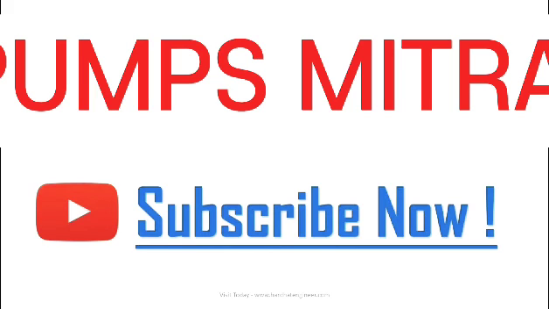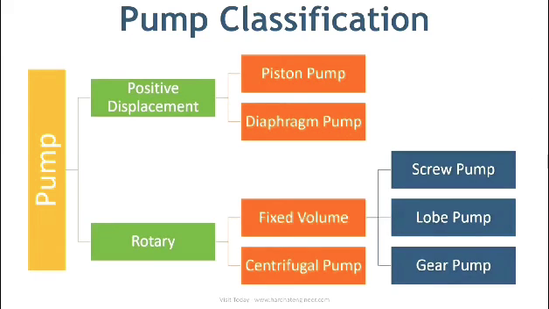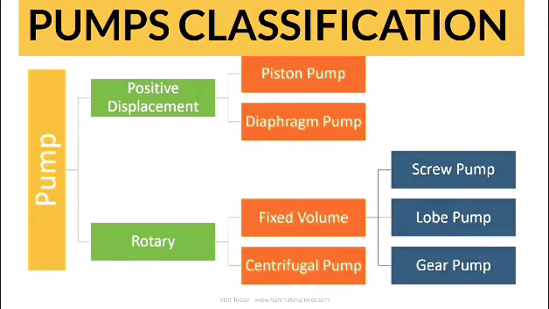Let's start with the video. Before discussing the types of centrifugal pumps, I will show you how a pump in general is classified to understand the whole concept of the types of pumps easily. Refer to the chart shown here. This chart broadly classifies pumps into two categories, rotary and positive displacement. Under positive displacement, piston type and diaphragm type are the pumps that are widely used. Under the rotary type, you can further classify pumps into fixed volume pumps such as gear and lobe. And the biggest category under the rotary type is the centrifugal pump.